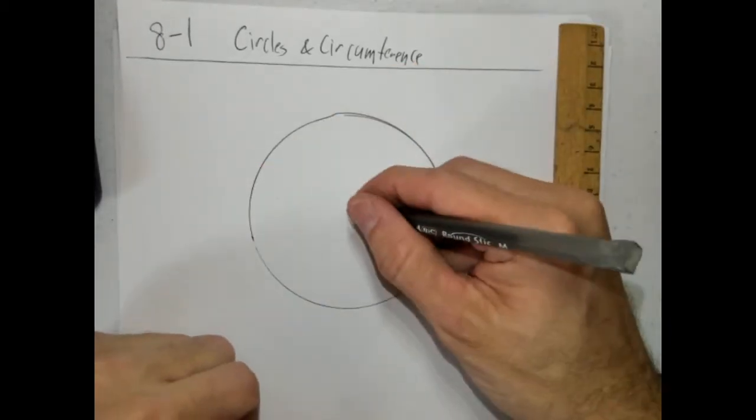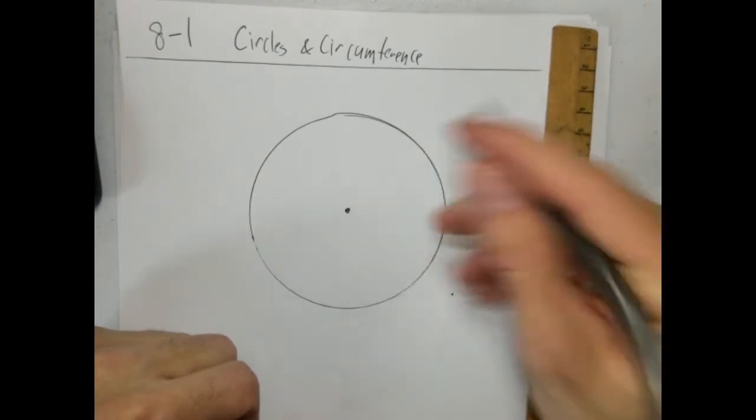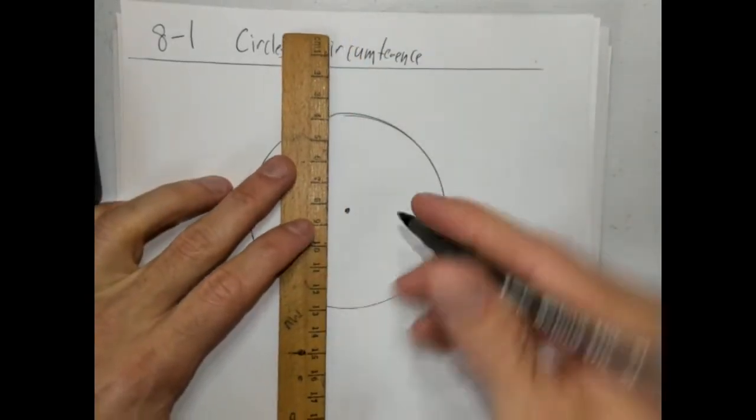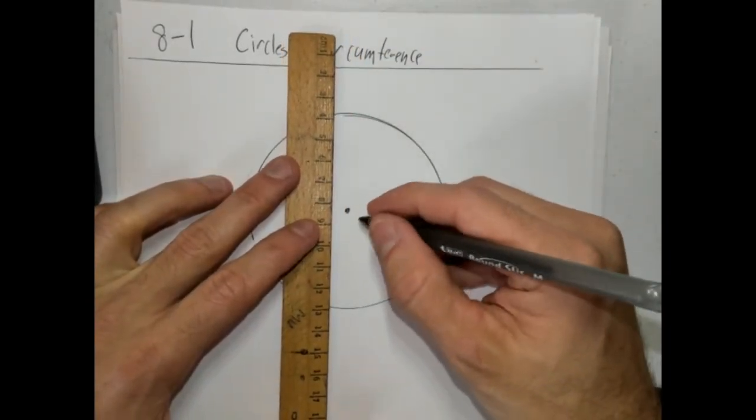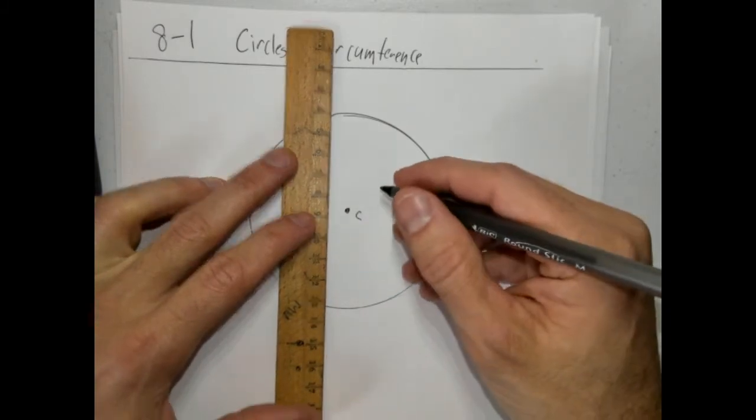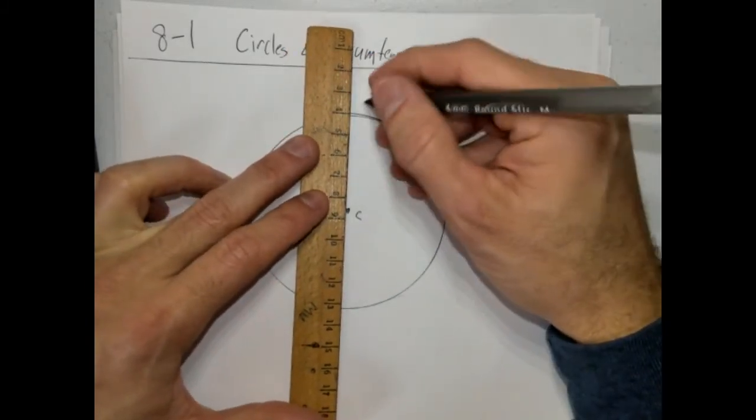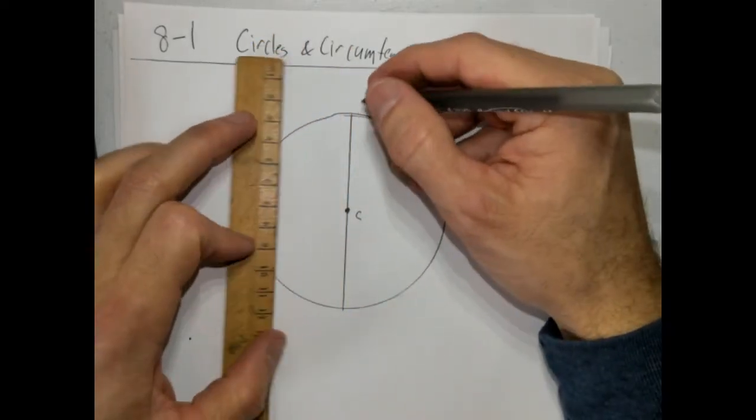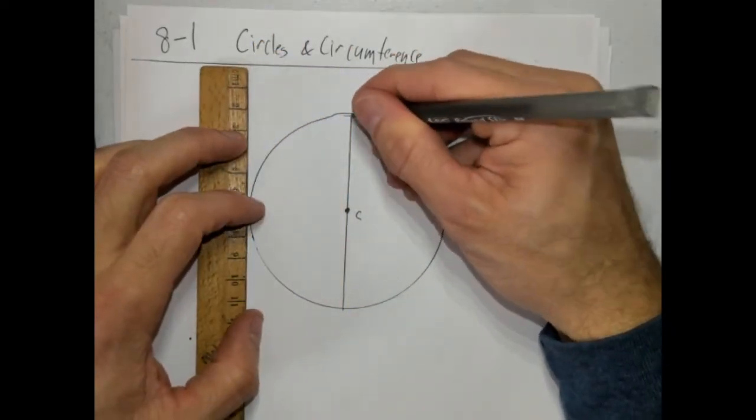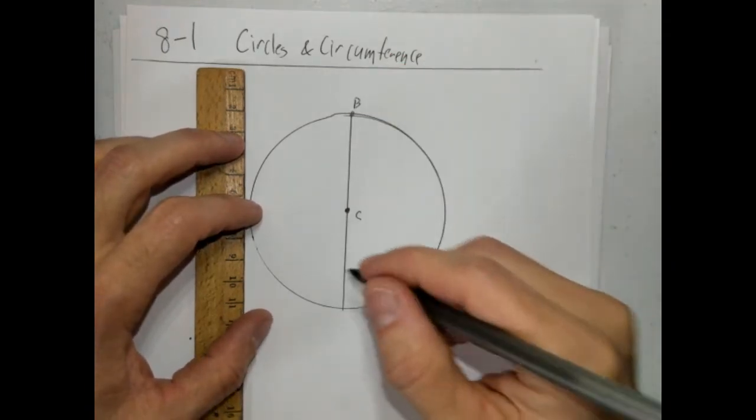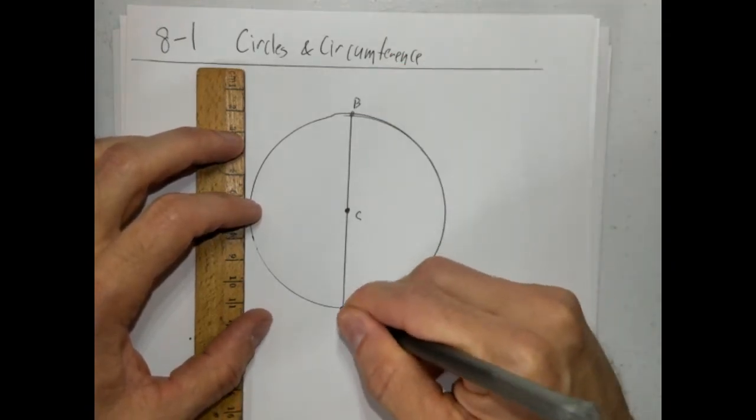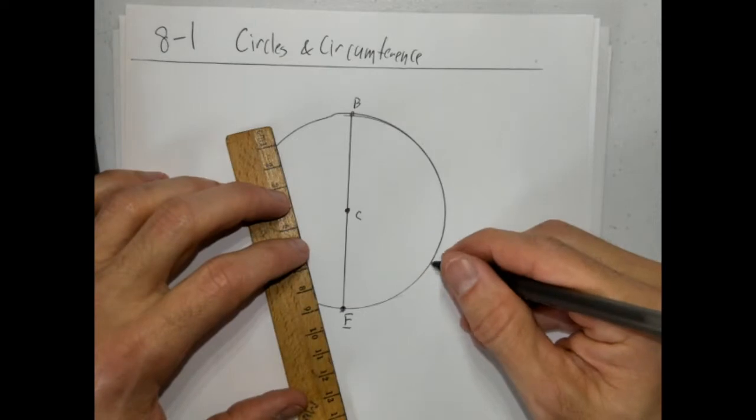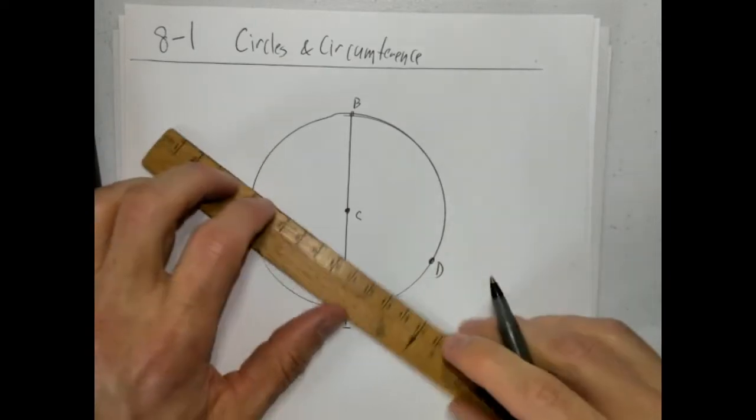We're going to go ahead and put something towards the center. There you go. We'll call that point C. Then we're going to do a line segment going straight through that to the other side. We're going to call that B over here, and this will be E over here. We're going to put another point over here. We're going to call that D.